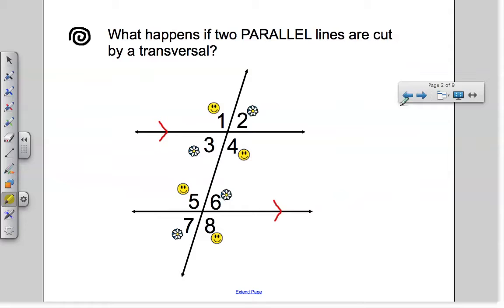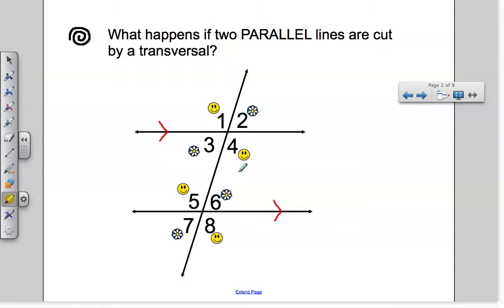Back in this picture, why are consecutive interiors supplementary? Because consecutive interiors, remember, are on the same side of the transversal and on the inside, because they're interiors. So 3 and 5, they're not congruent. One's the flower, one's a smile face, right? One is acute and one is obtuse. The other pair of consecutive interiors is 4 and 6. They're on the right side of the transversal. You notice 4 is obtuse, 6 is acute, one smile face, one flower.